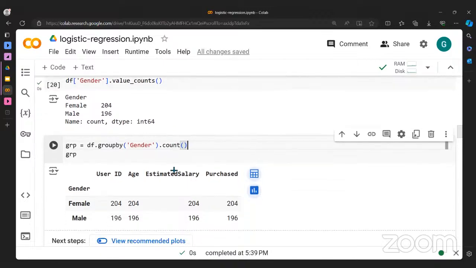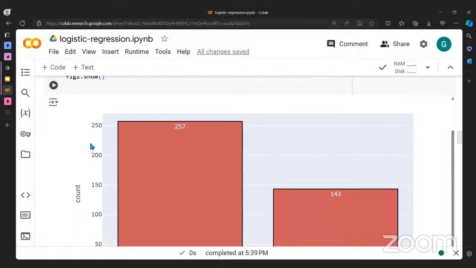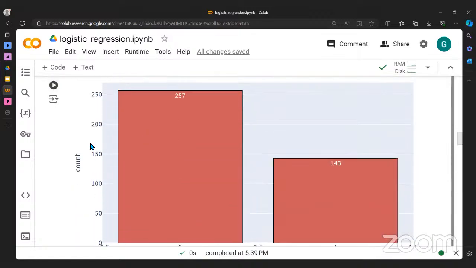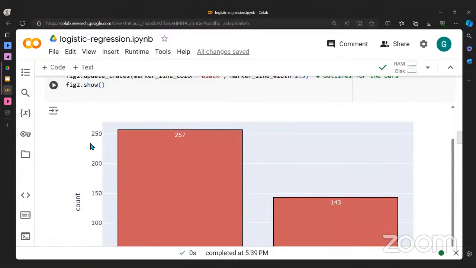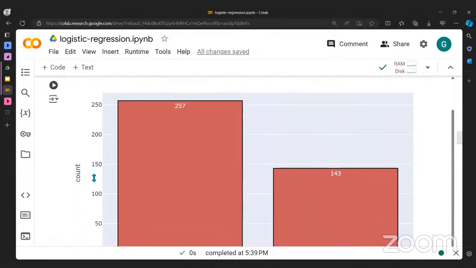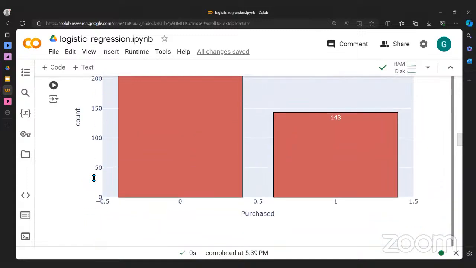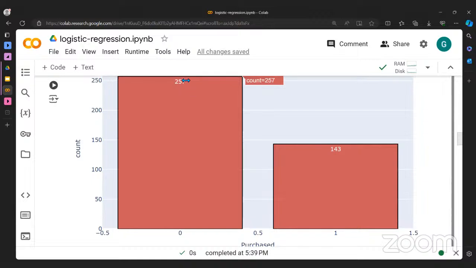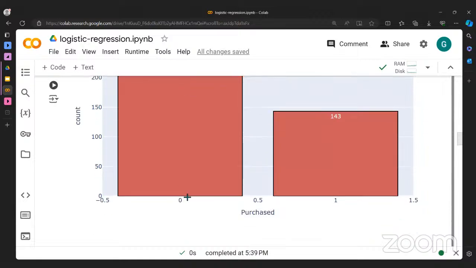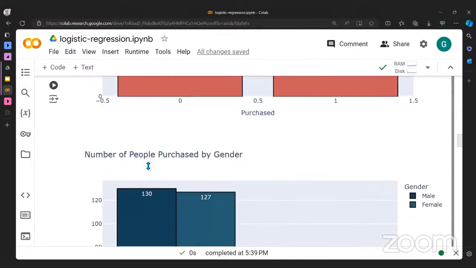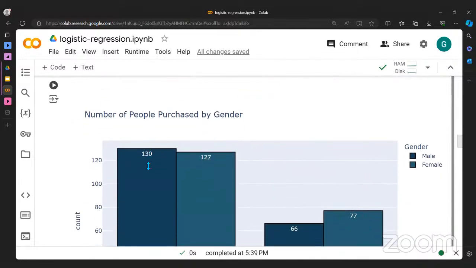What do we have here next? We have the distribution of the number of people that purchase. This is actually the target we want to predict. We can see obviously that the data is imbalanced, which is what I was talking about. We have 257 observations that are zero, people that did not purchase, and 143 that did. We're going to see the results very soon. The data is imbalanced, they are not equal. Time is running, so let's be quick.